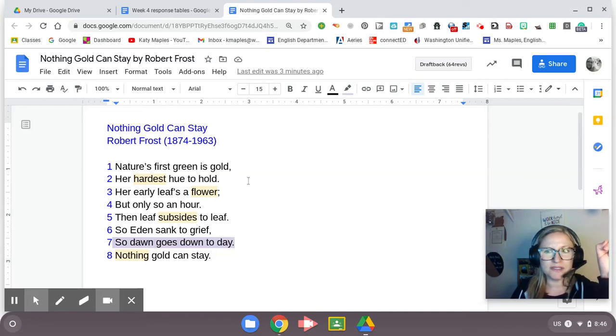Green is gold is an example. And leaf's a flower. So both of those would work. Because a leaf isn't a flower, literally. So her early leaf's a flower. Nature's first green is gold. I'm going to pick this one.